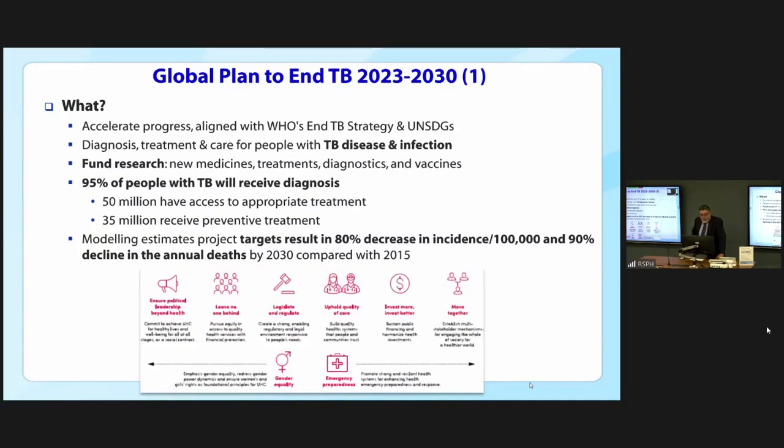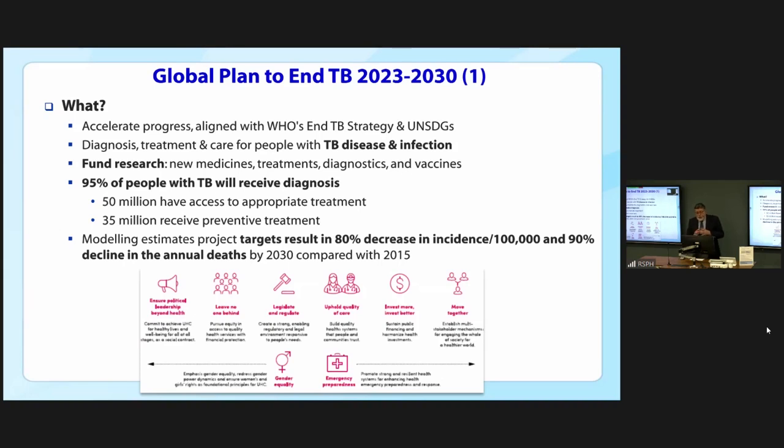The plan is meant to accelerate progress aligned with the WHO End TB strategy from 2014 and the UN Sustainable Development Goals. It focuses on diagnosis, treatment, and care for people with disease and infection. It also focuses on the need to fund research for new medicines, treatments, diagnostics, and vaccines, and starts setting up some targets, such as aspiring to treat 95% of people with tuberculosis who are diagnosed.